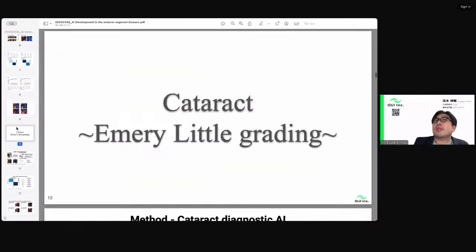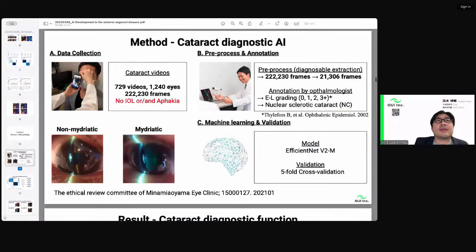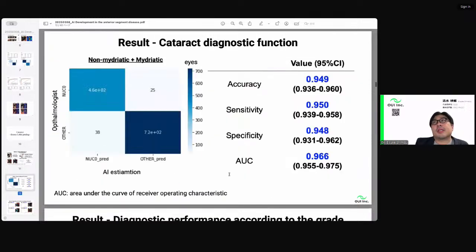Now, in Japan, we use a different grading called the Emery-Little grading. This is pretty much conventional grading. It's similar to LOCS III grading, but it was established in 1967. And mostly this grading is used not by ophthalmologists, but by primary care physicians. So with the same protocol, we gathered as many videos annotated by ophthalmologists, and then we performed the machine learning.